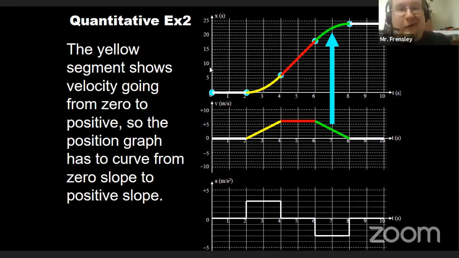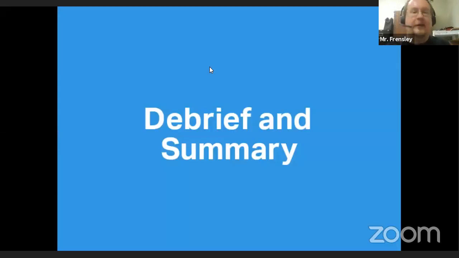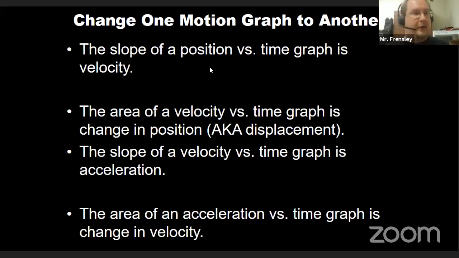Okay, so where can you go to practice this? Let me just show you the summary. It's just the same rules that we did already. Slope of position is velocity. Area of velocity versus time is how much position changes. The slope of velocity versus time is your acceleration. The area of acceleration versus time is change of velocity. Those are important rules to know.